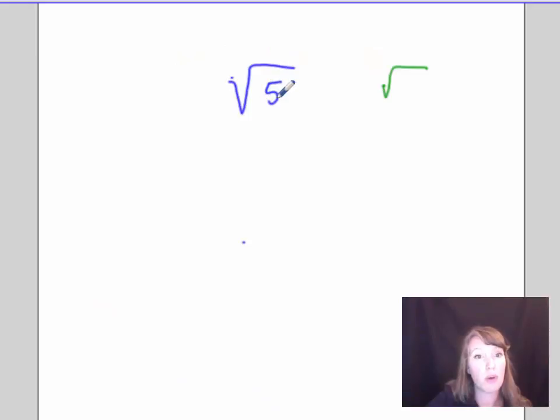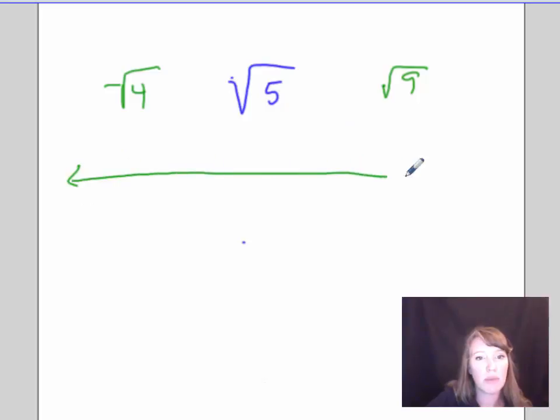So let's take the square root of 5, and on either side, let's put the square roots of the perfect squares that are close to 5. So 5 is between the perfect squares of 4 and 9. So I'm going to sandwich the square root of 5 between the square root of 4 and the square root of 9. Okay, so after I've done that, I'm going to think about my number line. Well, the square root of 4 is actually equal to 2, and the square root of 9 is actually equal to 3. So I know the square root of 5 lives between the numbers 2 and 3.